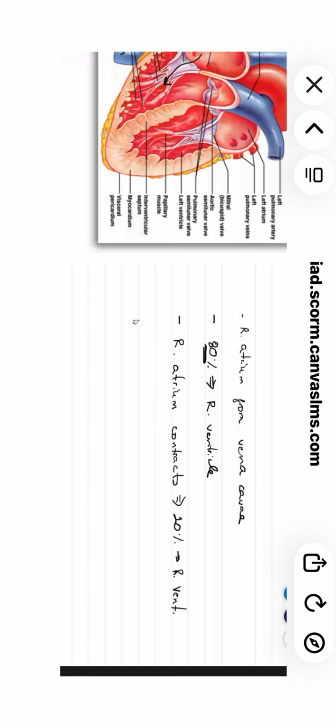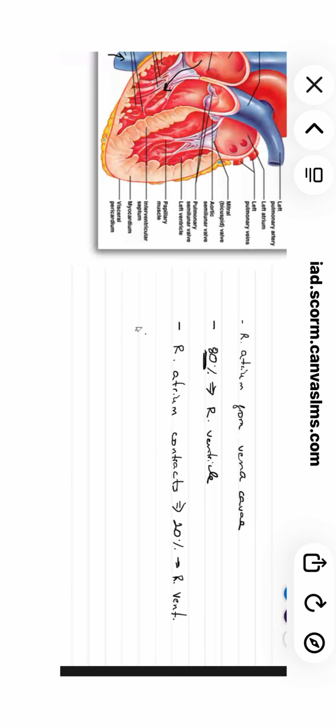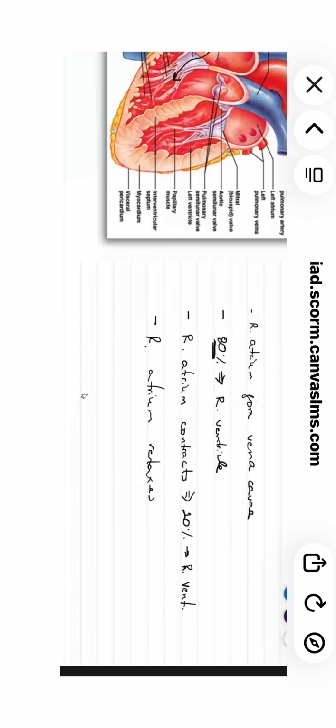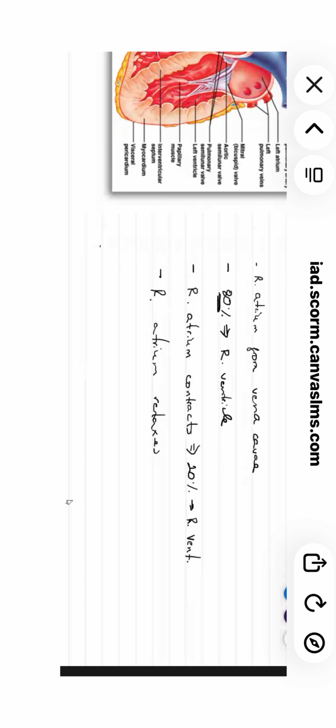Atrium contracts, here's the key. Remember the pattern? Atrium relaxes. The right atrium relaxes, all right? So, atrium contracts, atrium relaxes, and only then do the ventricles contract. And this time we're sticking to the right side, remember once again.